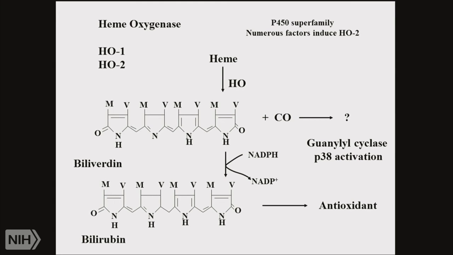Well, in vivo, the generator of CO is heme oxygenase. It basically consumes heme and releases carbon monoxide, but it also releases bilirubin here.